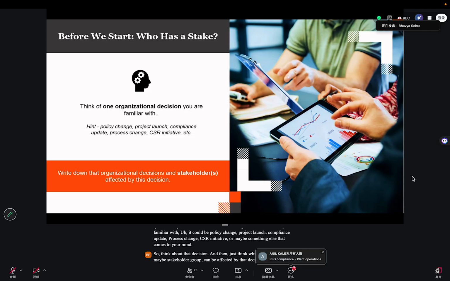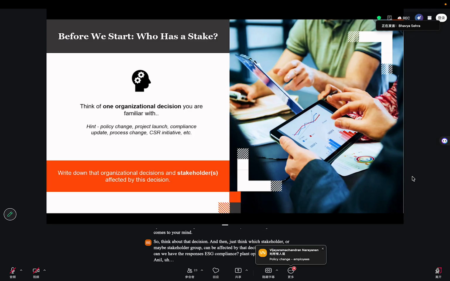So learners, can we have the responses? ESG compliance, plant operations. Okay. Anil, ESG compliance, which stakeholder can be impacted through ESG compliance?